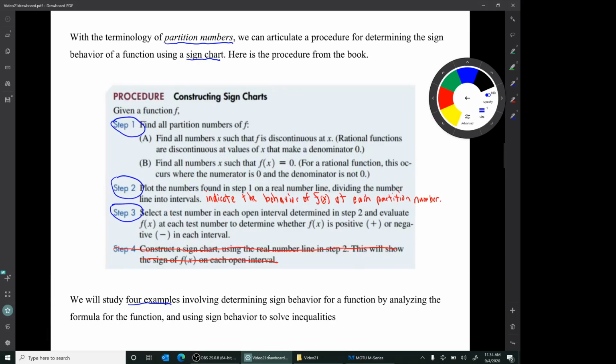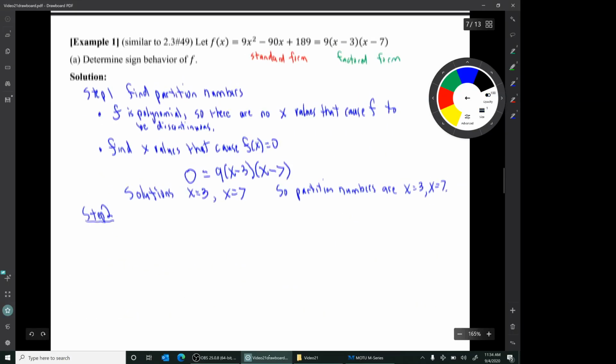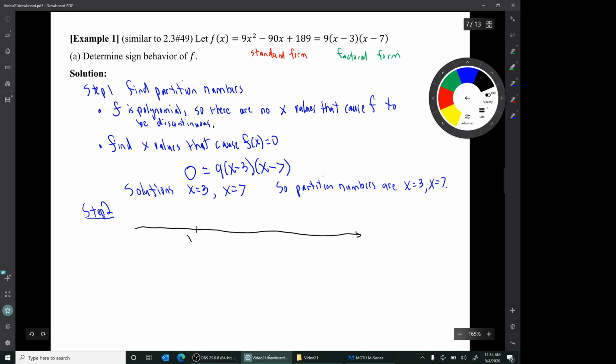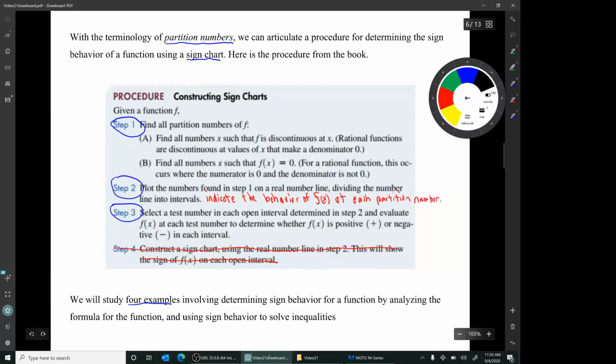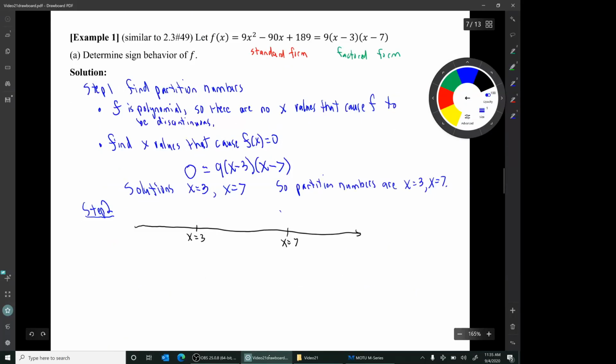So that's step 1. Let's go up to step 2. We have to plot the numbers found in step 1 on a number line. So here's our number line. Now remember my addition to the book's procedure. I said also indicate the behavior of f of x at each partition number. So I'm going to add that here. I'm going to say f(7) equals 0. And I'm going to say f(3) equals 0. Now let's go see what step 3 is.